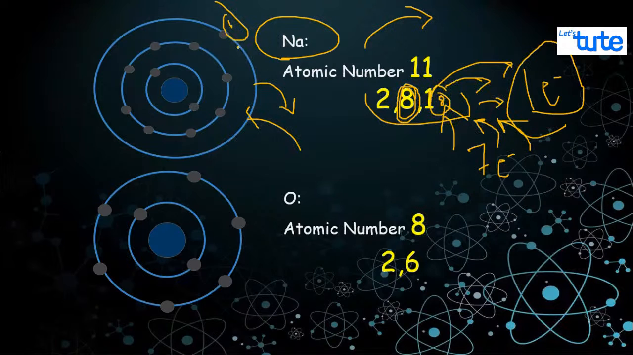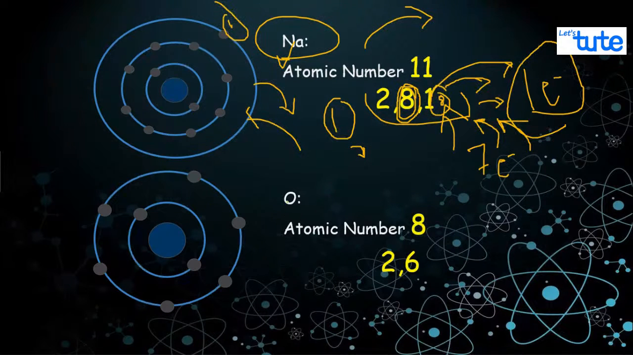The number of electrons which any atom gives or takes is known as the valence electrons, or valency, of that particular atom. So the valency of sodium is 1, because it gives one electron.